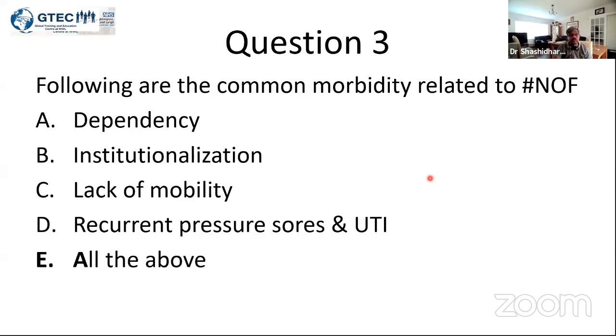Right, you're all right. So option E, all of the above, is the right answer for this. Dependence, institutionalization, lack of mobility, recurrent sores. I could add more things to that, but these are the most important things, and we don't think about them.